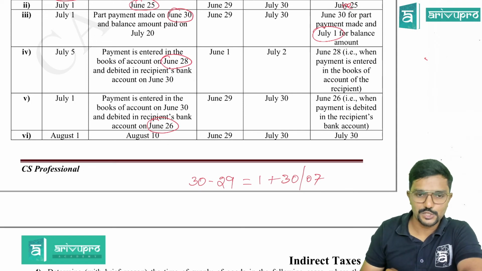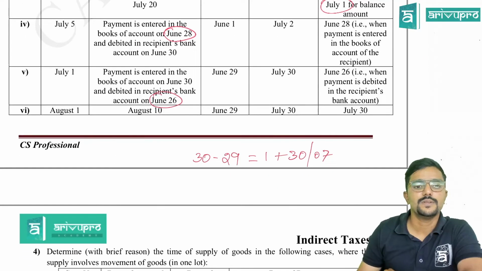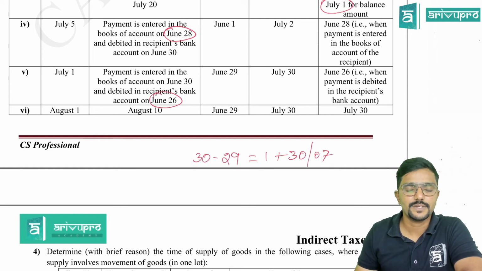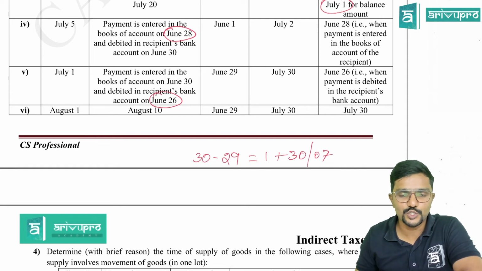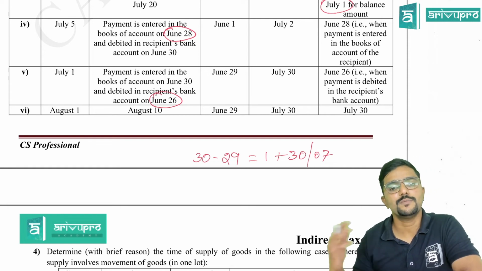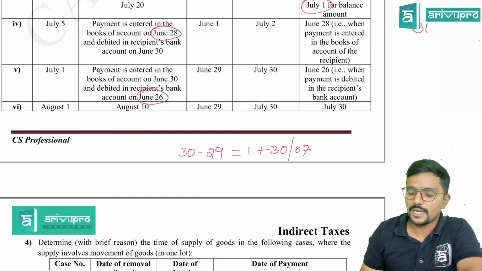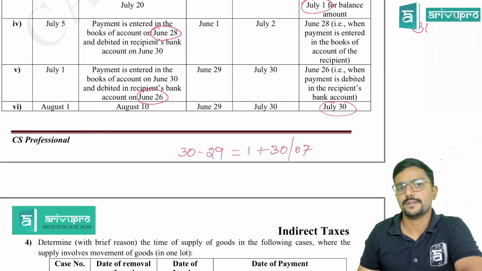Clear? Last transaction. August 1st is the date of receipt of goods. Payment is August 10th. Then invoice date is 29th June, so the 31st day will come to July 30th. So what is the time of supply? Earlier date, which is July 30th.